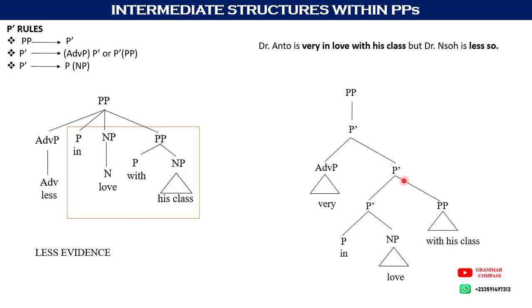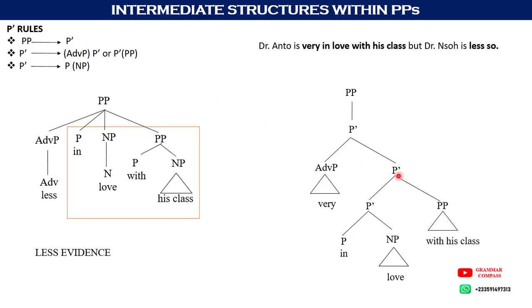Now over here, the P bar, the intermediate level that we have here is this. Dr. Anto is very in love with his class, but Dr. Nso is less so. Dr. Nso is less in love with his class. So it targets in love with his class. That is the intermediate level that we have here, in love with his class, which is modified by the adverb phrase. That is what we have in our rule.